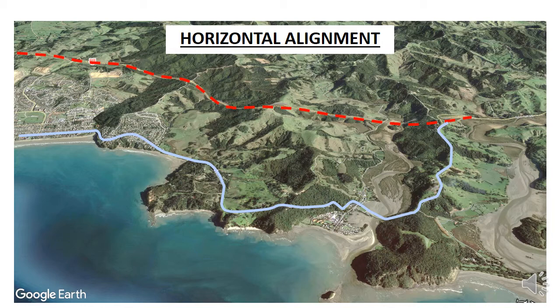The horizontal alignment is the shape of the road as viewed from above. Earthworks allow us to construct a more direct route between places, as well as minimizing the number and the sharpness of bends. This image illustrates this. The red dashed line on this image shows the route of the Northern Gateway Motorway. That is a 7.5 kilometre long motorway that was constructed north of Auckland between 2004 and 2009. The original road is shown in blue.